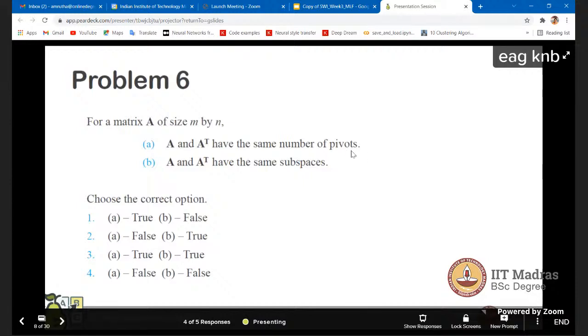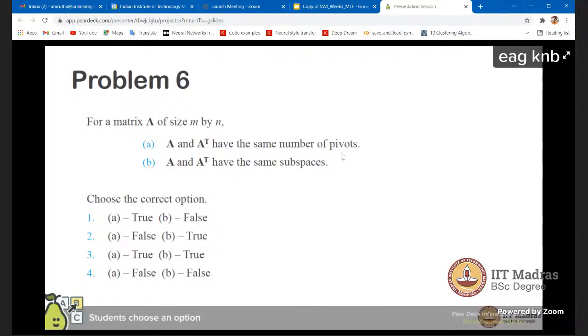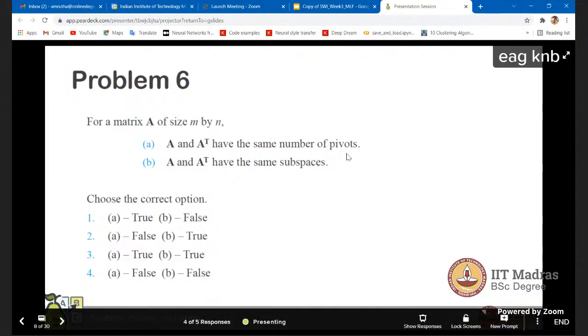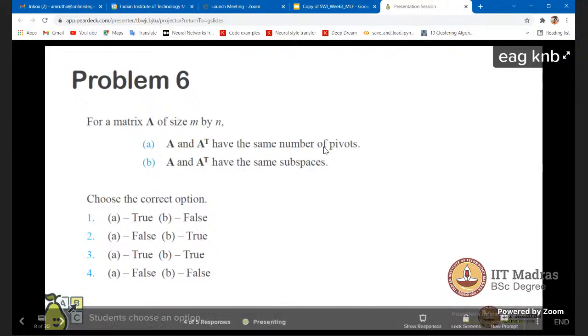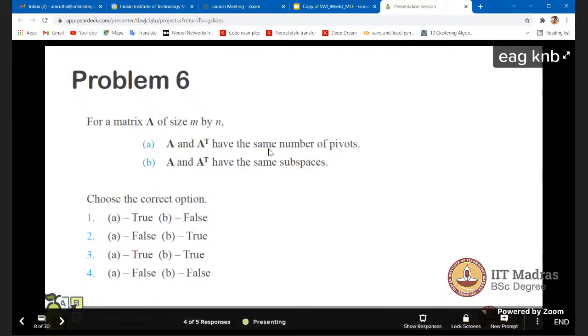So imagine you have a matrix of size say m cross n. So what is the meaning of having the same number of pivots? Same number of pivots means the number of linearly independent columns and also the number of linearly independent rows of a matrix are the same. So that is why we have the same rank for the column space and the row space. So in that sense, when you have the same number of linearly independent columns, the number of pivots is also the same. So that is why this first statement is true. They have the same number of pivots.